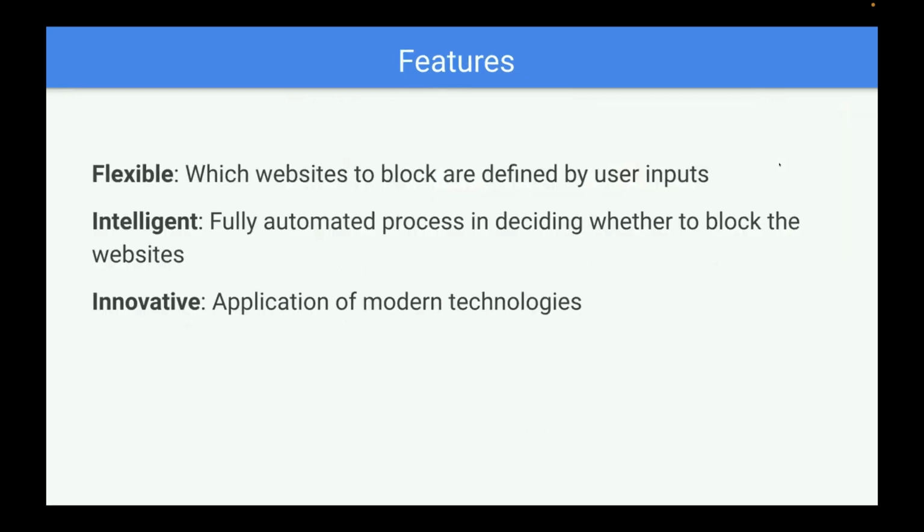So there are 3 features that make Concentration stand out from other similar implementations. The first one is flexibility. The types of websites that Concentration blocks entirely depend on the keywords that the user previously entered. The second one is intelligence. Concentration uses web scraping to obtain the web content and natural language processing to summarize the content, and both processes are fully automatic. Concentration also uses more modern algorithms in the program, namely the PageRank and cosine similarity algorithm.